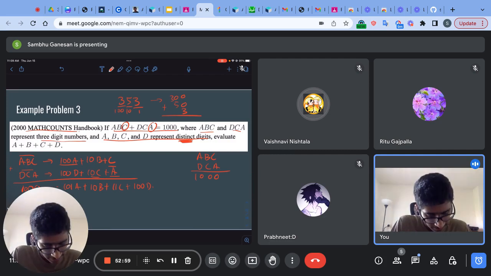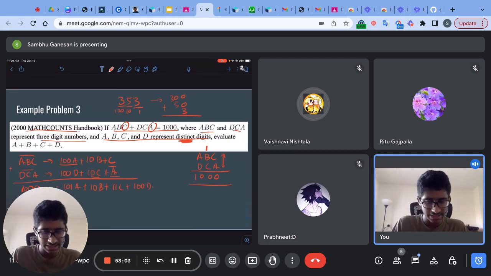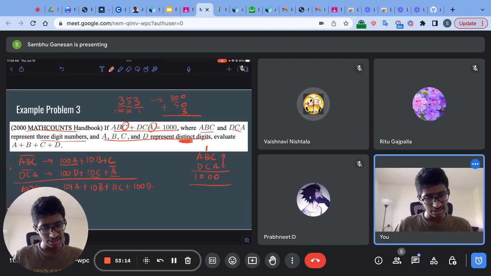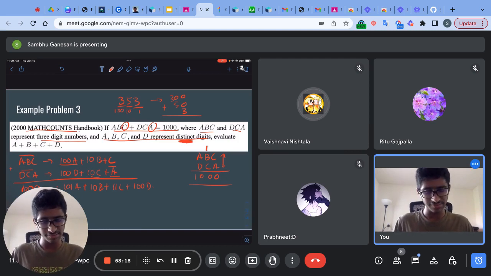So you know that C plus A gives you a 0, and you get a carryover of 1 because you get a 10, right? That's the only way you can get 0. Or it could be C and A be 0, but they say distinct value. So C and A can never be 0. So that means they have to sum up to 10. So C plus A sum up to 10, you get a 0. So you have a carryover of 1.